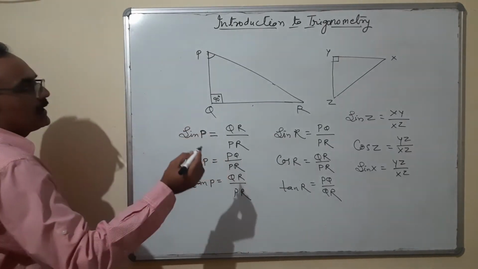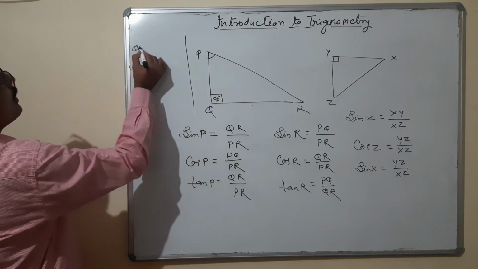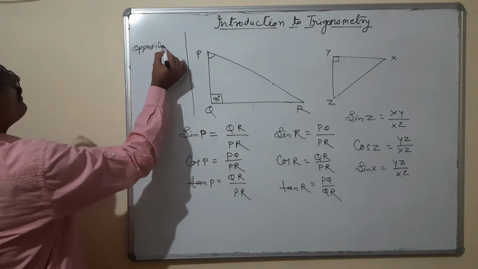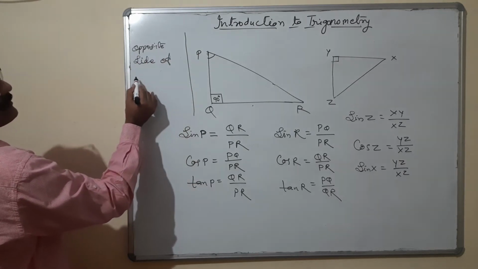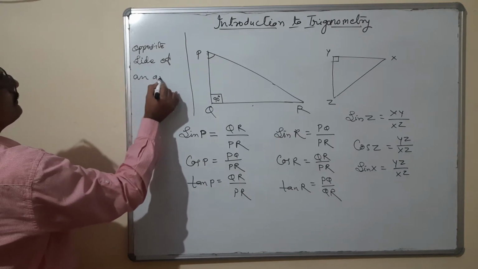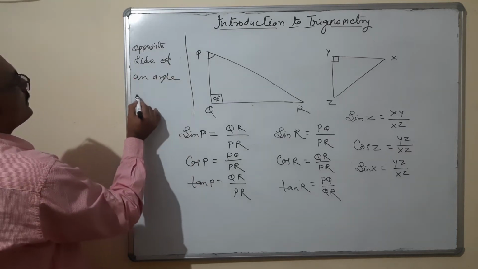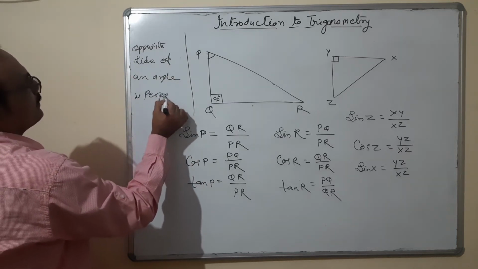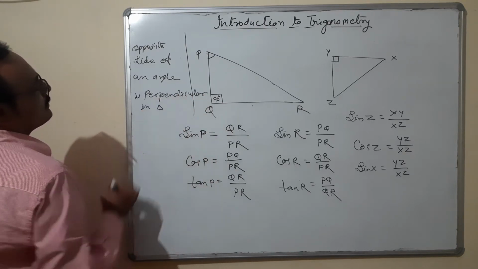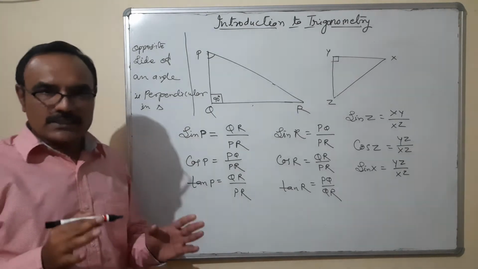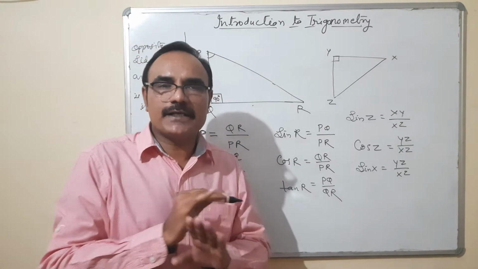So here one thing I am writing, it's a special note: the opposite side of an angle is perpendicular in any triangle ABC. Opposite side of an angle is always perpendicular. You should remember only this one thing. After that, there is no problem at all.